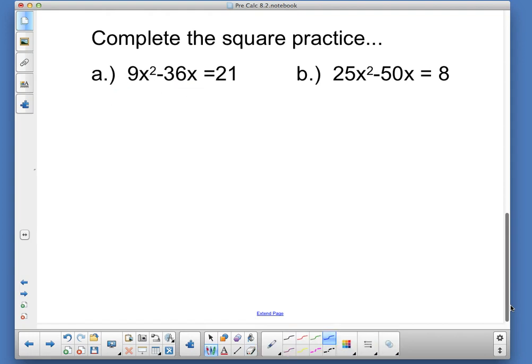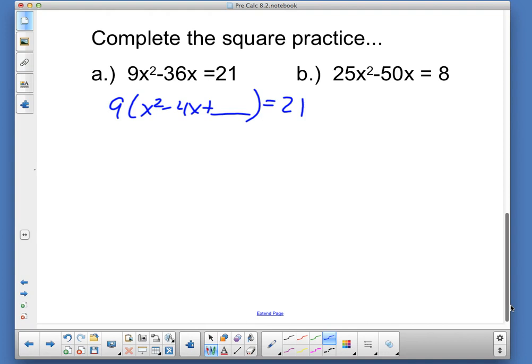I got to first factor out the 9. So I have this situation. I don't care what happens on the other side. I must have a 1 in the position right next to my x squared. The coefficient of x squared must be 1. Otherwise, whatever I do is just going to be a bunch of junk.